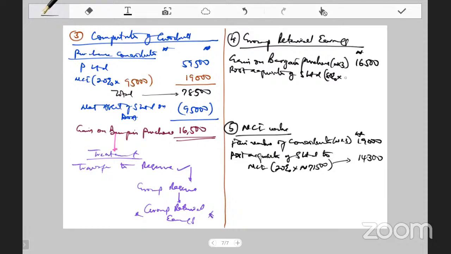80% times, let me write it clearly so that you'll be able to know where it's coming from. 80% times 71,500. What do I have? 57,200. Now if you look at this, all the items that are in the additional information we have done.